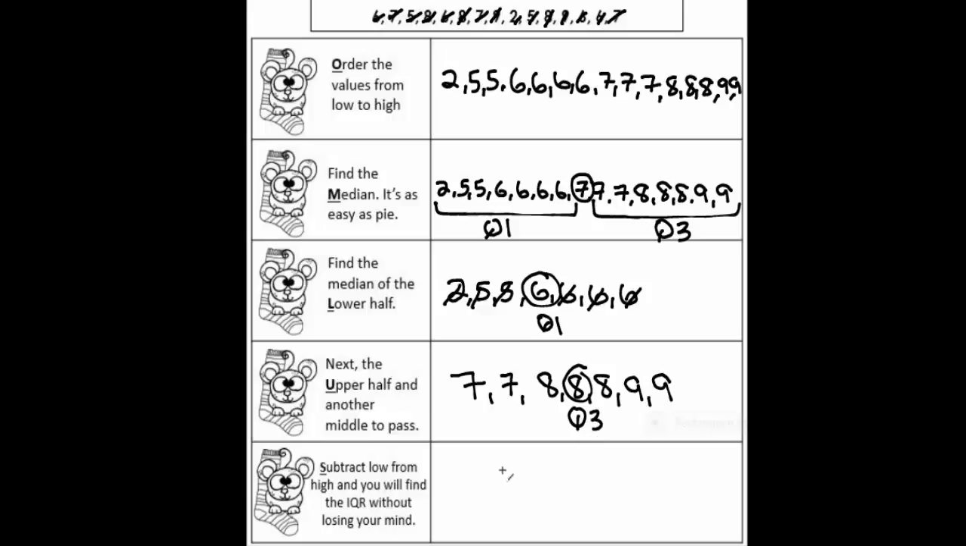Finally, S, subtract low from high, and you will find the IQR without losing your mind. So the upper quartile is 8, and the lower quartile is 6. And we subtract those, we get a difference of 2. So the IQR, or the interquartile range, is 2.